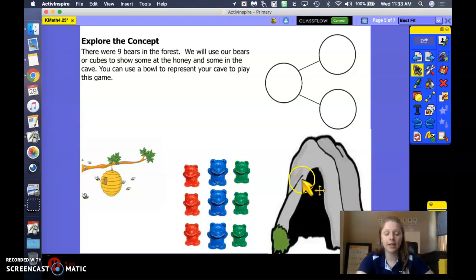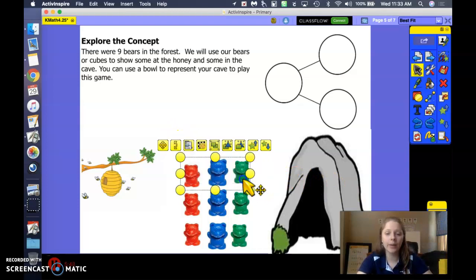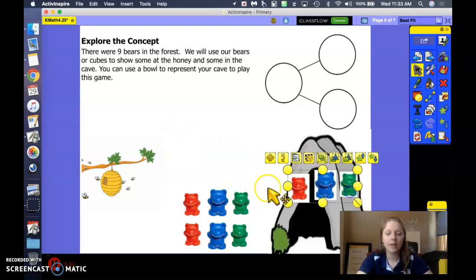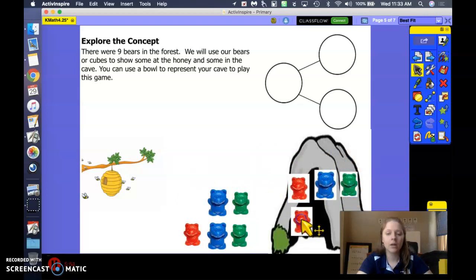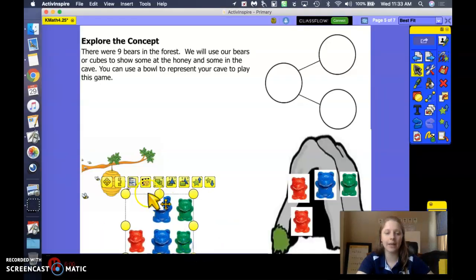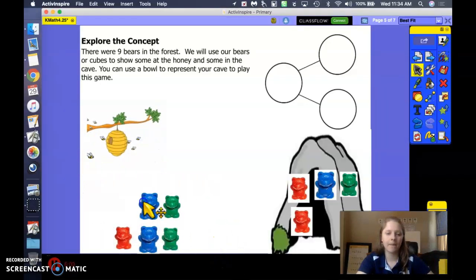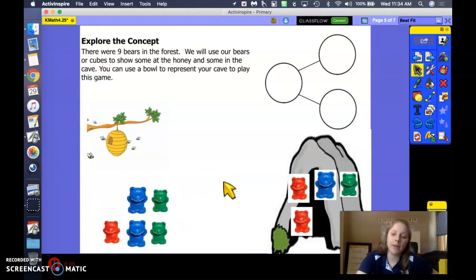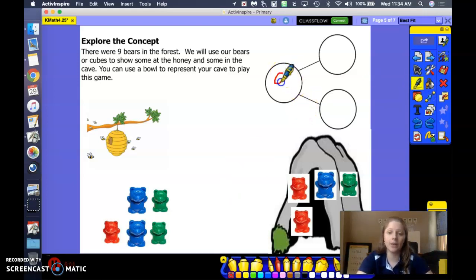For my first story, I had 3, and we'll do actually one more. So I had 4 bears in the cave and 5 bears at the honey pot. See if you can make up a story, tell someone the story, and fill in your number bond. Altogether, we had 9 bears. 4 of them were in the cave. 5 of them were at the honey hive, the beehive. So we want to make sure that we can tell the story on our own.